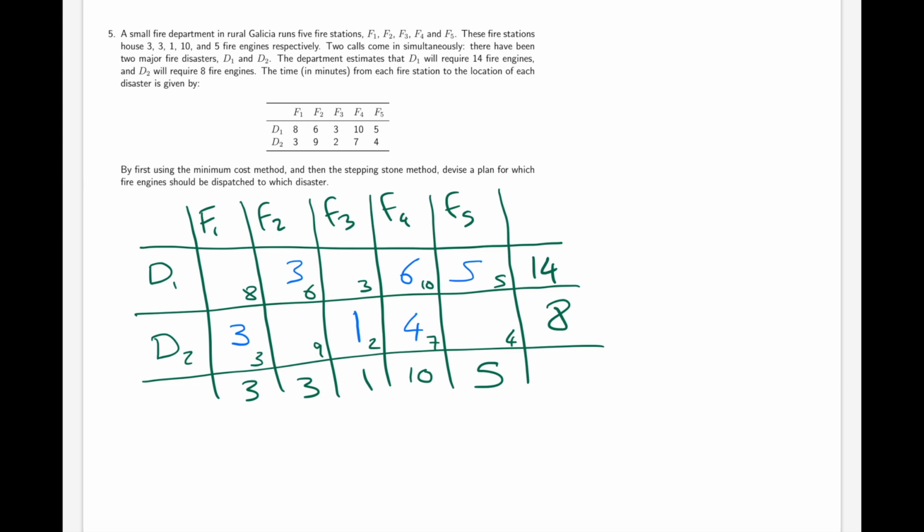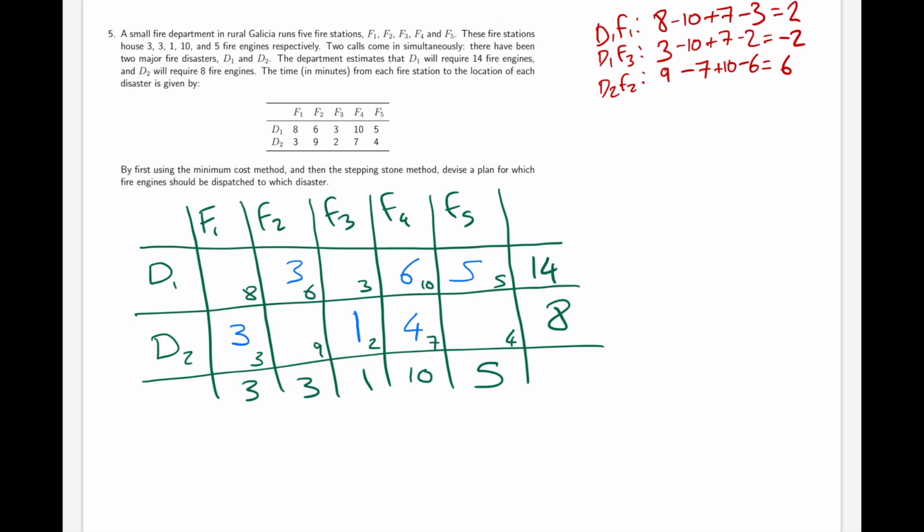Are there any more steps to take? So let's check again. So we will check D1, F1. The loop now is this. How about D1, F3? The route now is this. D2, F2. The loop now is this. And D2, F5. The route now is this.